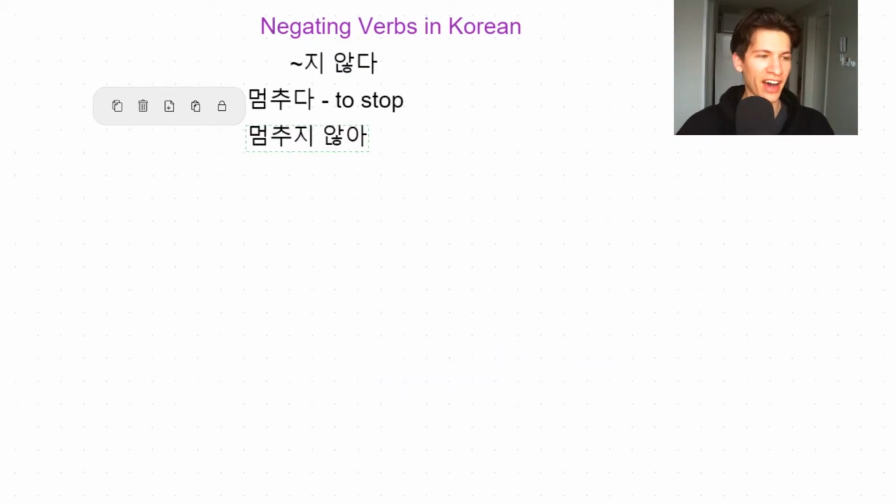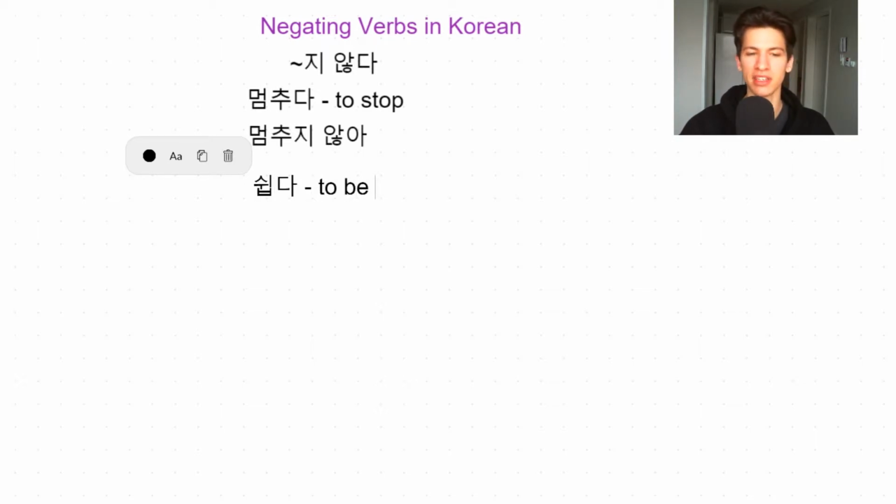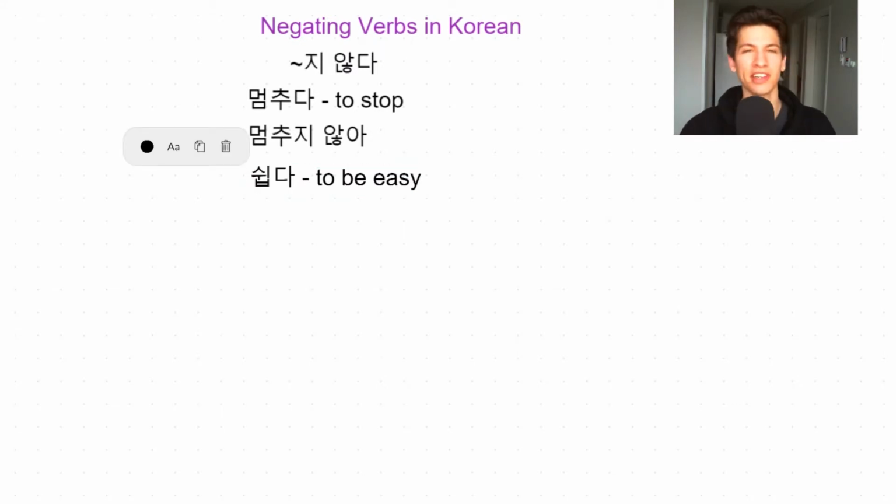Cool. All right. Now we're about to move on to my favorite example, but first we need to learn a new word. That word is 쉽다, and that means to be easy. And to negate 쉽다, and say it's not easy, it becomes 쉽지 않아. Not easy. Cool. And this is my favorite example.